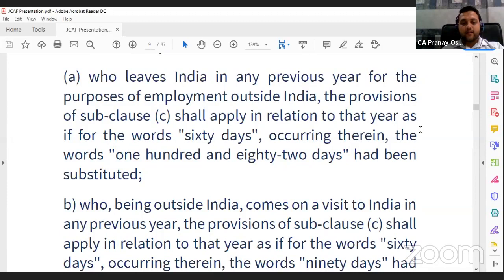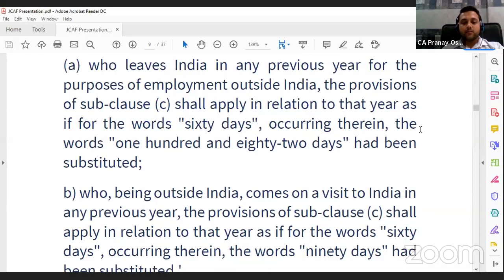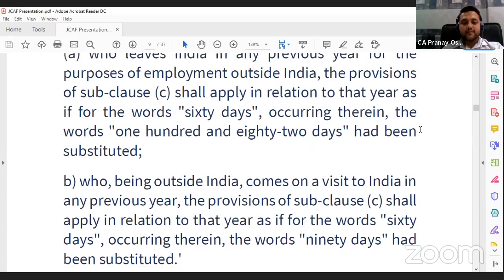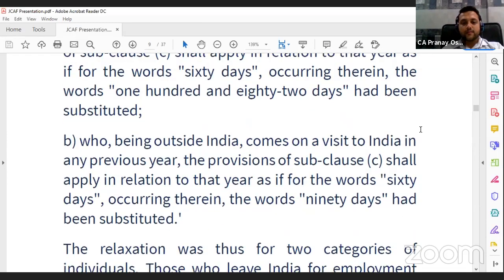Who, being outside India, comes on a visit to India in any previous year, the provisions of subclause C shall apply in relation to that year, as if for the words 60 days occurring therein, the words 90 days had been substituted. So this additional benefit has been given to persons who are employed outside India but who come to visit India, and initially they were allowed only a very short spell.